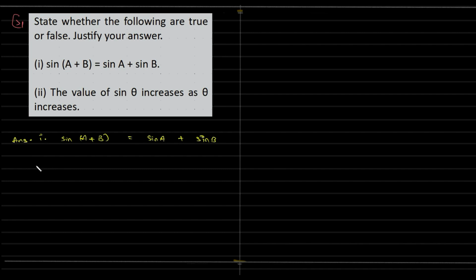So let us take a value. Let a be equal to 45 degrees and b be equal to 45 degrees, because 45 plus 45 is 90, right? So it's much easier to handle that way. 90 degrees. Let me write it step by step: sine of 45 plus 45 is equal to sine of 45 plus sine 45.